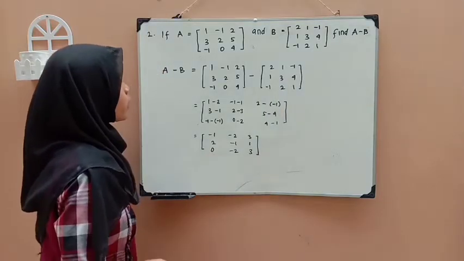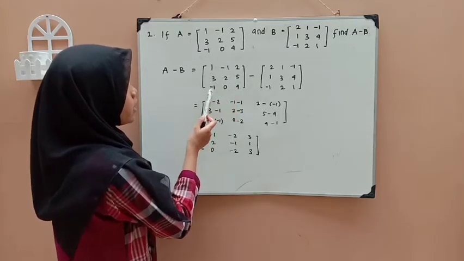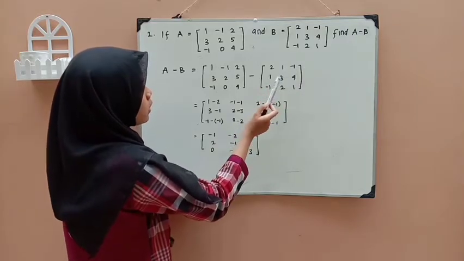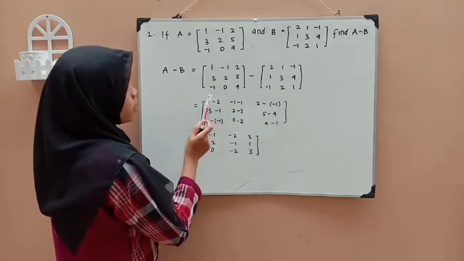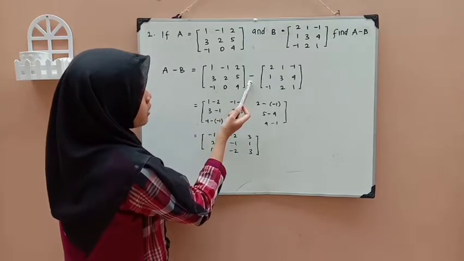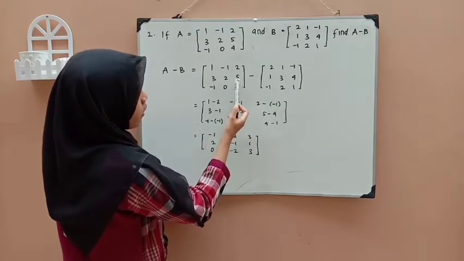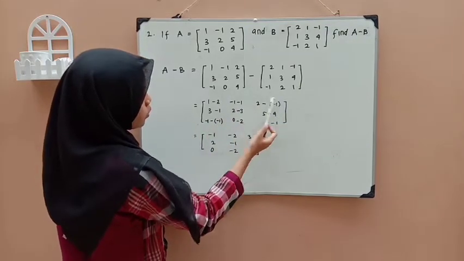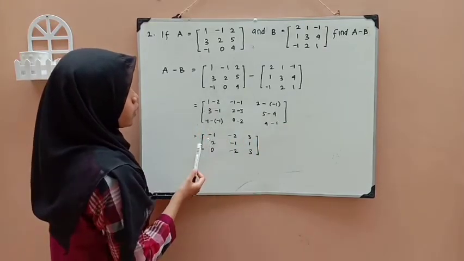Find A minus B. A minus B equals the matrix 1, minus 1, 2, 3, 2, 5, minus 1, 0, 4 minus the matrix 2, 1, minus 1, 1, 3, 4, minus 1, 2, 1, equals the matrix 1 minus 2, minus 1 minus 1, 2 minus minus 1, 3 minus 1, 2 minus 3, 5 minus 4, minus 1 minus minus 1, 0 minus 2, 4 minus 1.